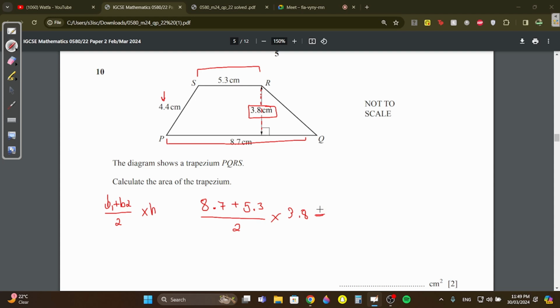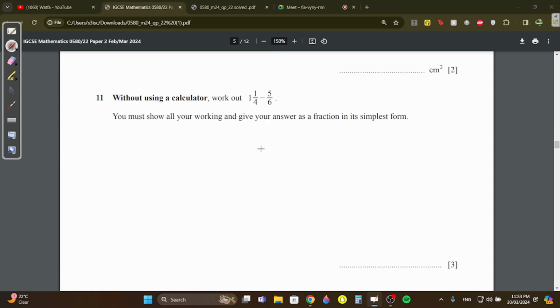8.7 plus 5.3 divided by 2. You have to do 8.7 plus 5.3, which is 14. Over 2 is 7 times 3.8. And let me do this on my calculator. It's 26.6. So the answer is 26.6 centimeters squared.